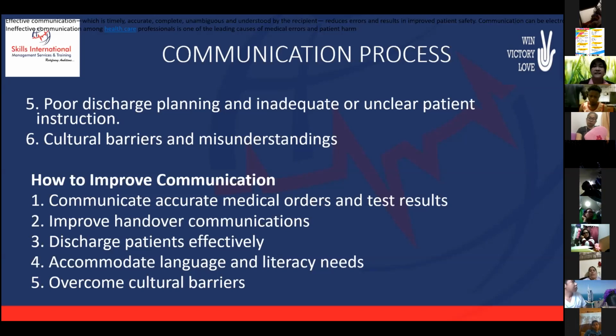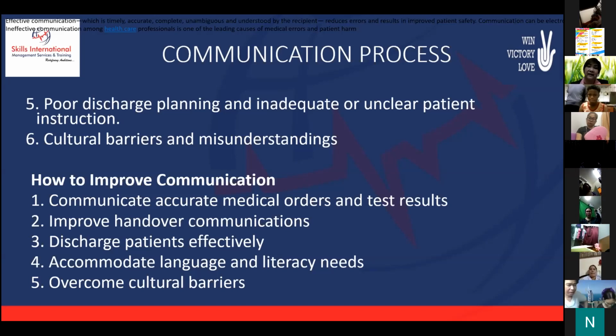Accommodate language and literacy needs. How do we accommodate language? As I said, different languages are spoken by different nationalities. So we have to accommodate their literacy. We need to adapt. Even if we don't know how to speak their language, we need to understand what they mean by those spoken languages.